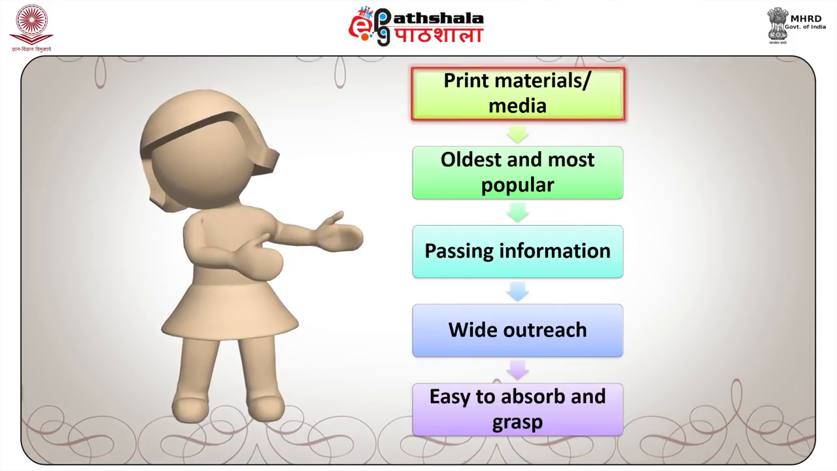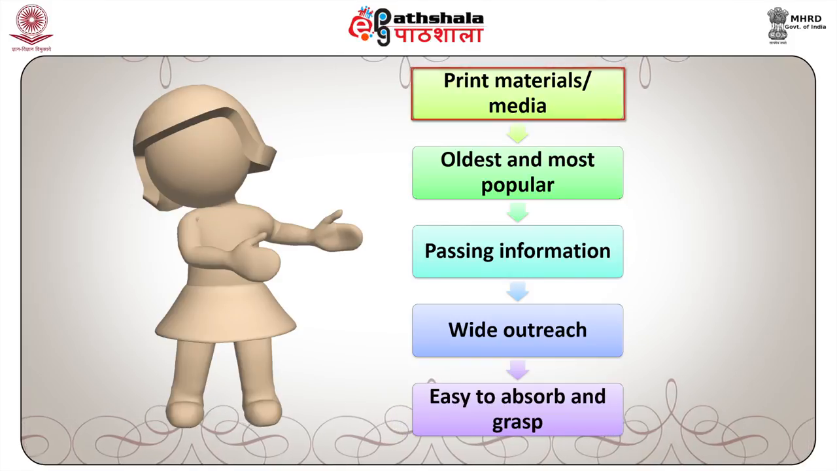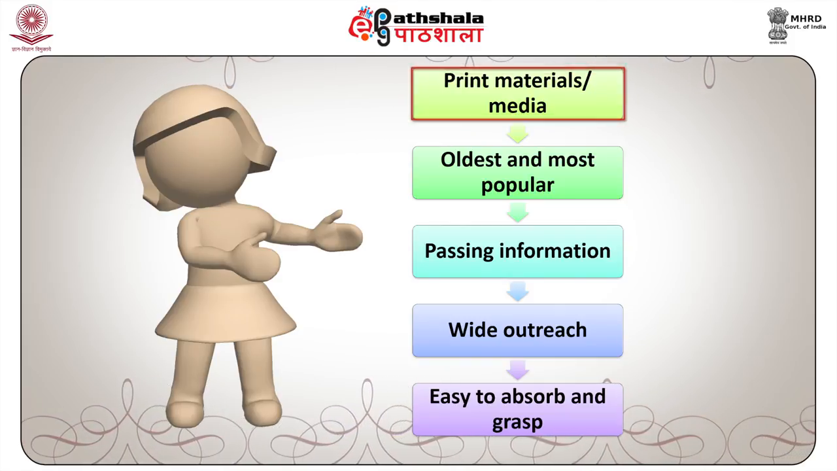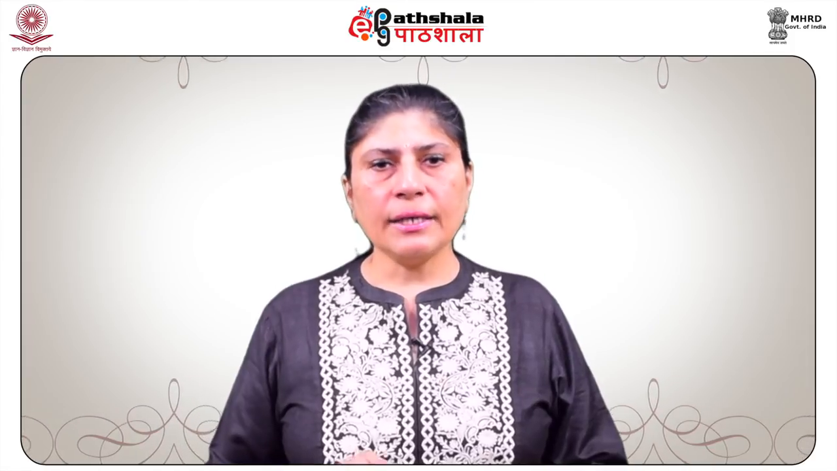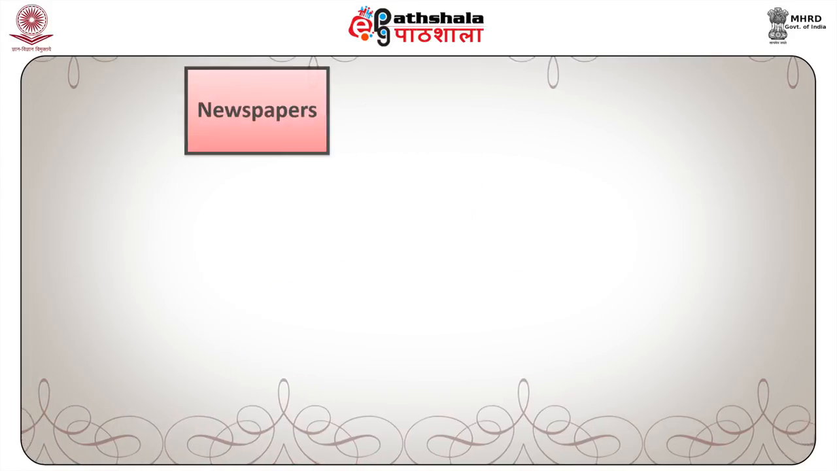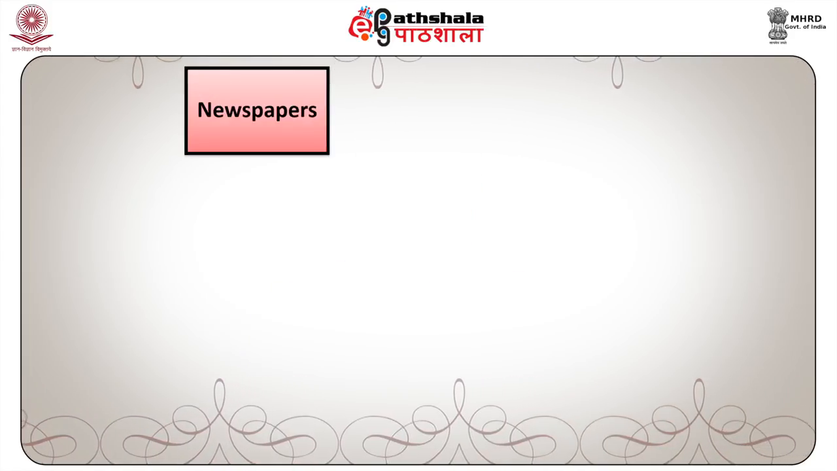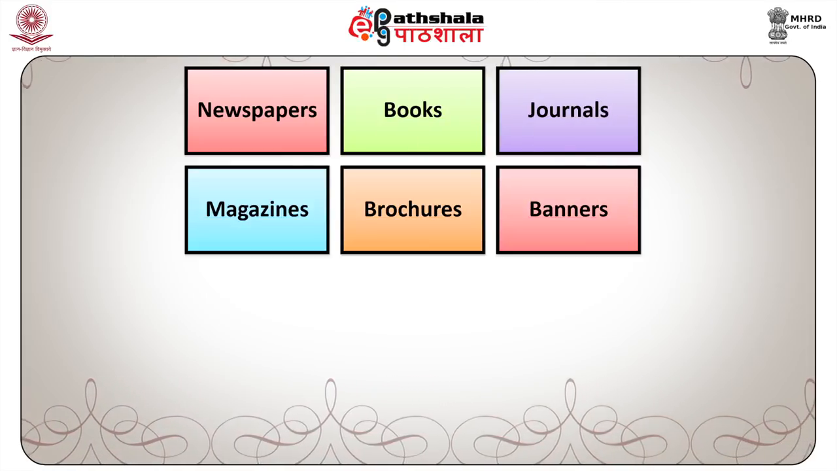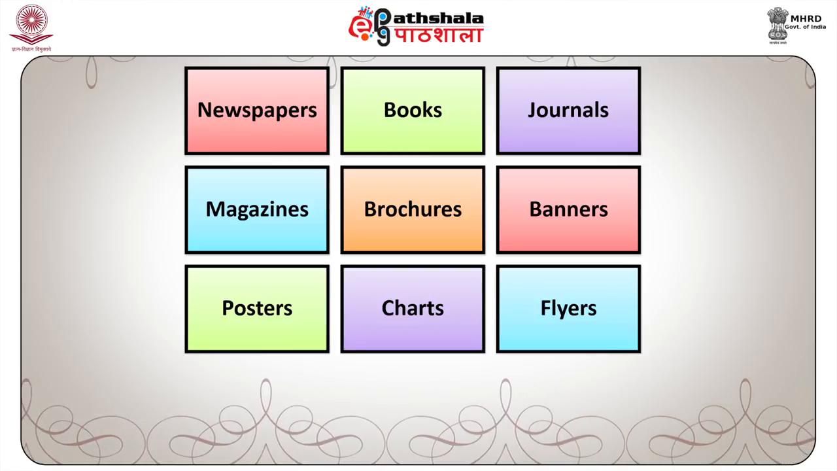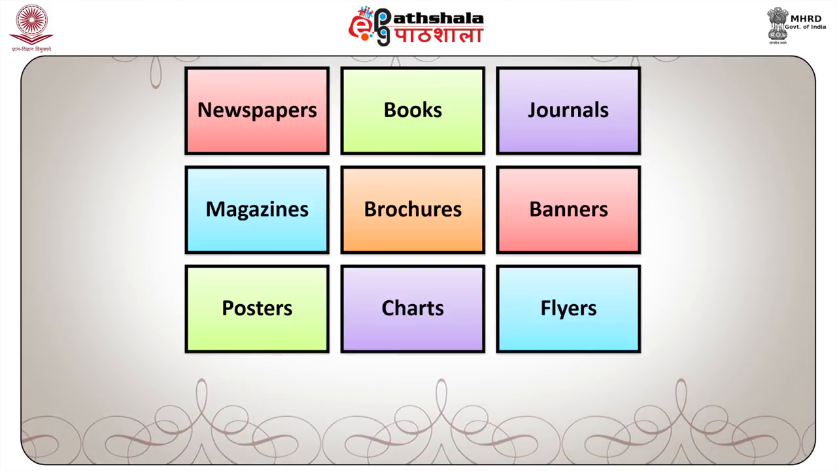Print materials embody all forms of printed text and other printed forms of visual communication. At a given point in time, print media spread information about daily events, happenings, and news and can reach a very large number of readers. Print materials present in a variety of forms, like newspapers, books, journals, magazines, brochures, banners, posters, charts, flyers, billboards. They explicitly and implicitly inform and educate people.